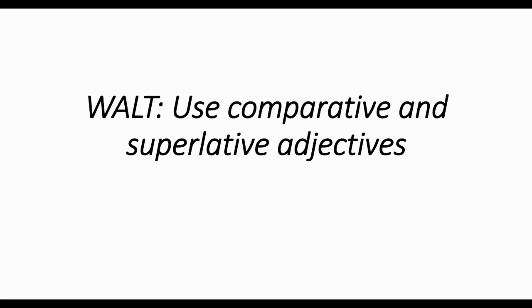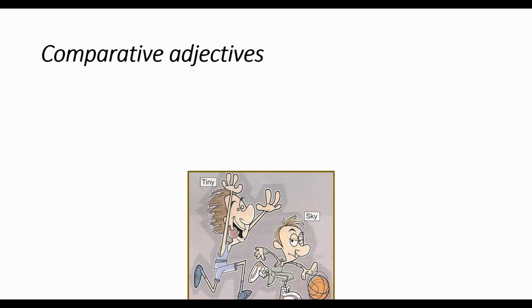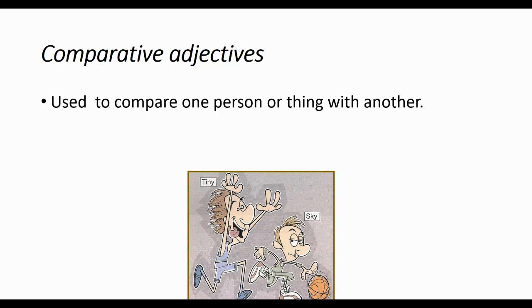Okay, for today's English lesson, we are learning to use comparative and superlative adjectives. These adjectives are not new to you. We have learned them before in an earlier English lesson, so I will do a quick recap of what these adjectives mean. So, what are comparative adjectives? They are used to compare one person or one thing with just another one person or thing.